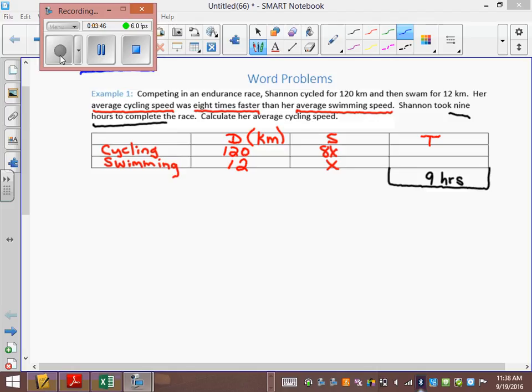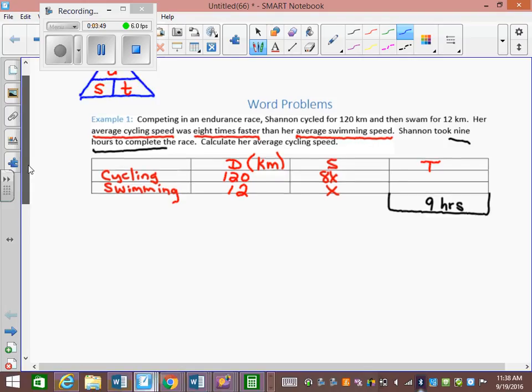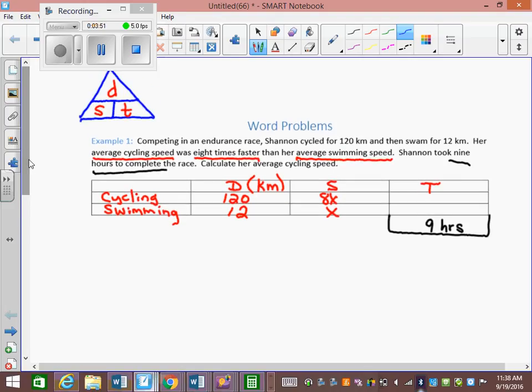So the time boxes are empty, which means I need to use my formula. Remember, whenever they're empty and you can't figure those last boxes out, you use the formula. So I cover up time, and time is distance divided by speed. I know distance, I know speed, so I fill it in. So 120 divided by 8x. For swimming, it'll be 12 divided by x. The total time for those two is 9. And this is why this is in the rational unit: 120 divided by 8x plus 12 divided by x equals 9.